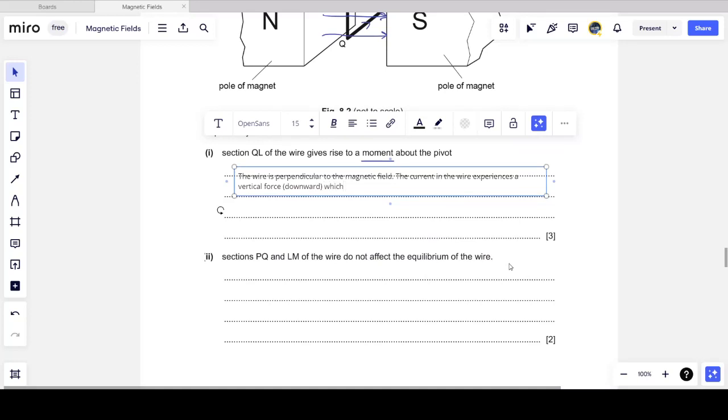And importantly, for the third mark, you have to say it doesn't act through the pivot. It doesn't act through the pivot point. Because you will not have a moment. You could have a net force acting through the pivot point, but that doesn't cause a moment. That would just cause the whole wire to move up or down.